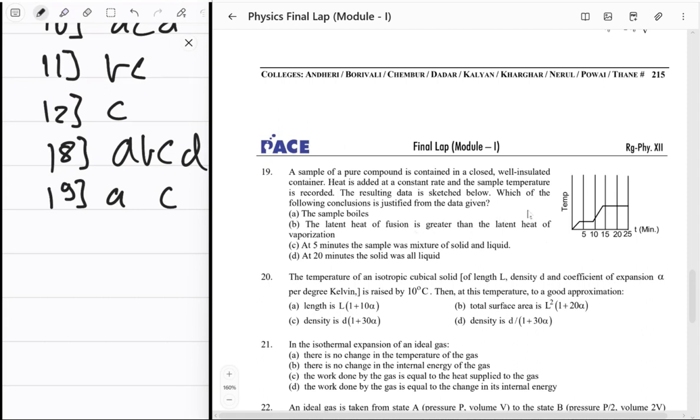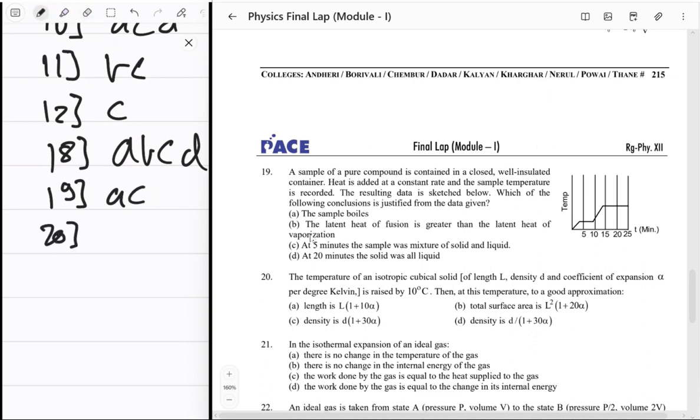Latent heat of fusion is greater than latent heat of vaporization. So for fusion, how much did you have to change the temperature? From this to that. Wait a second. Something is not right. The time shows how much heat was supplied. So you have to take a mass from solid to liquid. How much time is required in this? A little more than 5 to 10. And in this it is actually quite large. So yes, rate of vaporization is more than rate of fusion. So B is wrong.